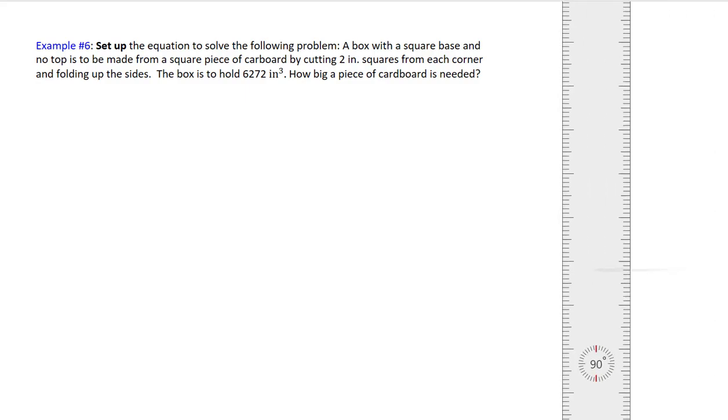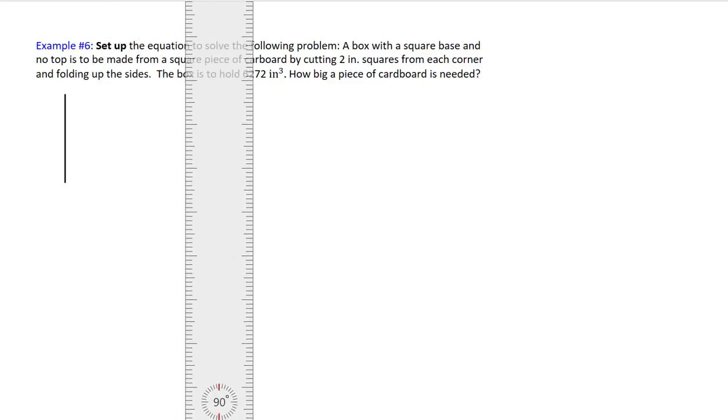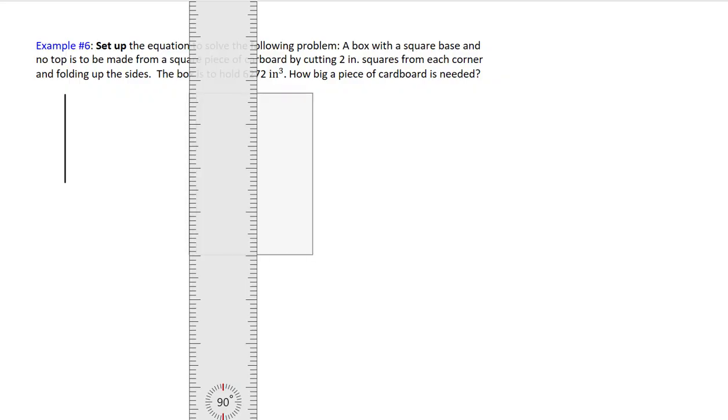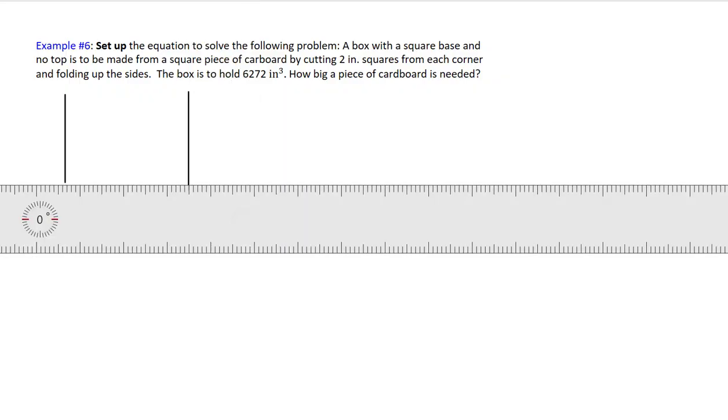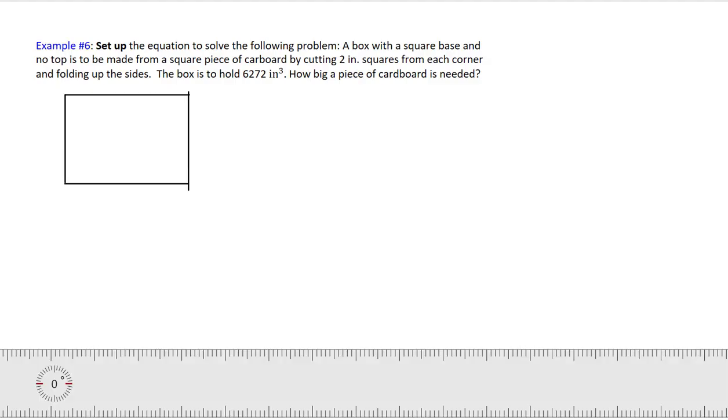So what we can do is sketch out the information that's provided. So our goal is to determine the size of the cardboard. So notice that again, the cardboard is a square. So let's define both the length and the width as x.